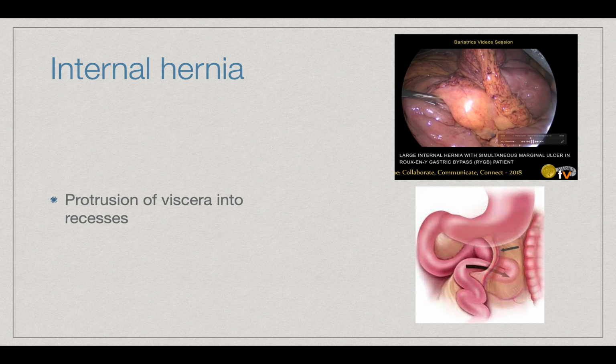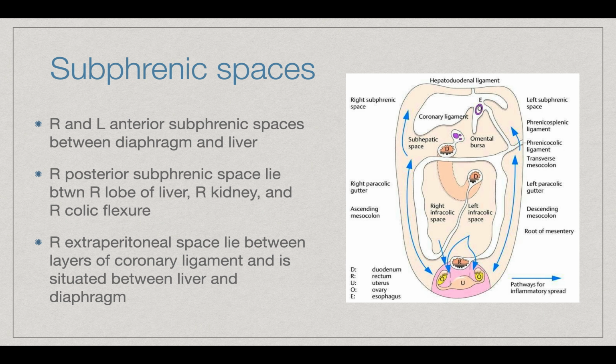Okay, hernias, protrusion. Subphrenic spaces are really areas where the peritoneal fluid is able to flow.